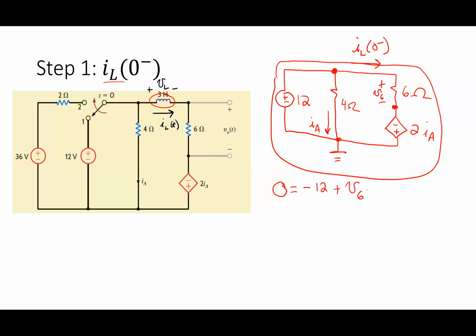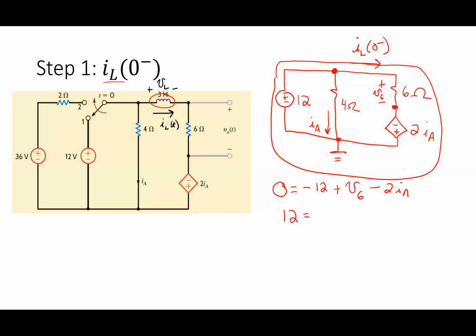Now, what do I do there at the dependent source? How do I write that in my KVL? Minus 2IA. Why minus? Because I go from minus to plus on that one. So minus 2IA. Now the way I'd write this is 12 equals V6.